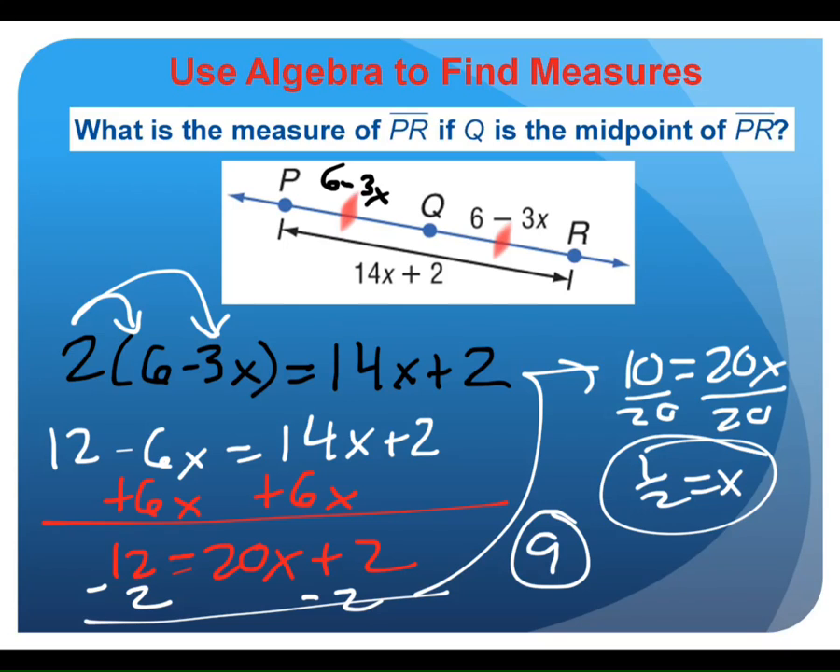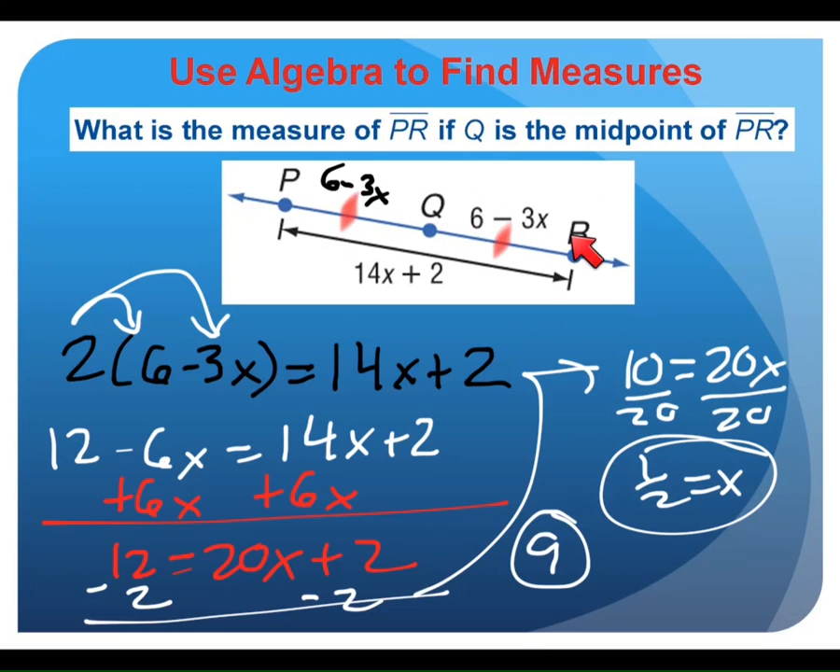Okay. So the answer is 9 because PR from here to here was 14x plus 2. So when I plug in a half back there, half of 14 is 7. Add another 2 is 9. Okay. So if this piece was 9, how much would this piece be? They both got to be the same and add up to 9, so what's half of 9? 4.5, right? Because if I plugged in a half here, that would give me 3 times a half, which is 1.5. And 6 minus 1.5 is 4.5. Because I know these are the same.